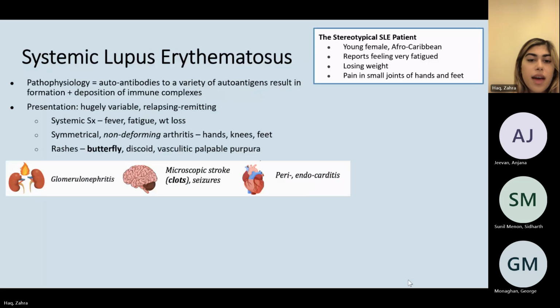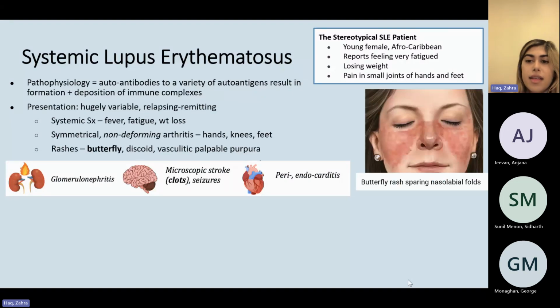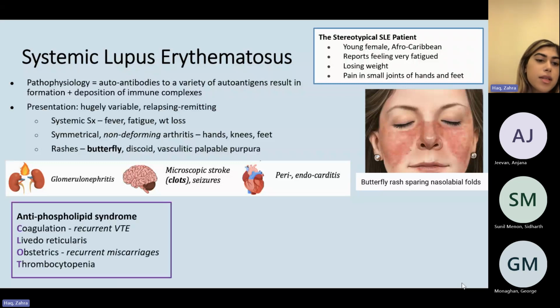So there are normally 3 types of organs that are affected. We'd get glomerulonephritides, clots, so predisposed to thrombotic episodes, and pericarditis, which is basically the immune system attacking the myocardium of the heart. And this is an example of the butterfly rash, which is sparing the nasolabial fold. So a very characteristic rash that just goes over the face, the cheeks, and the nose bridge.